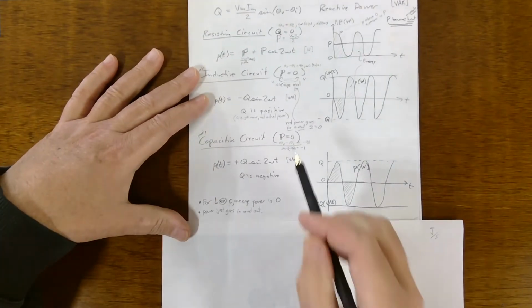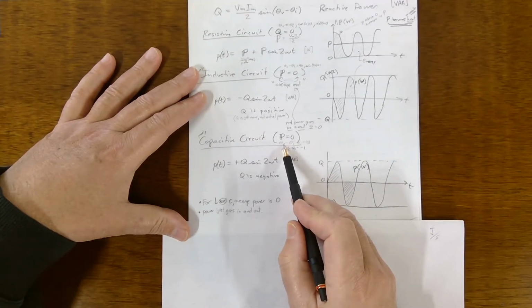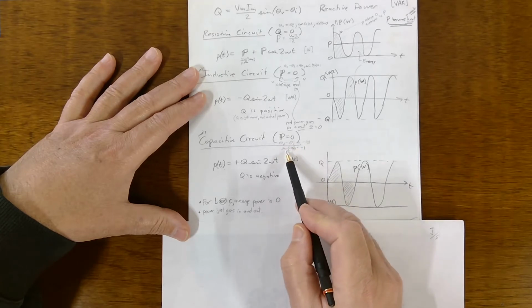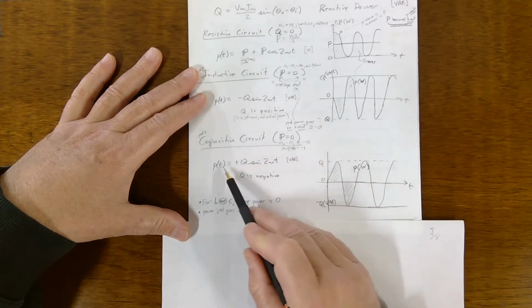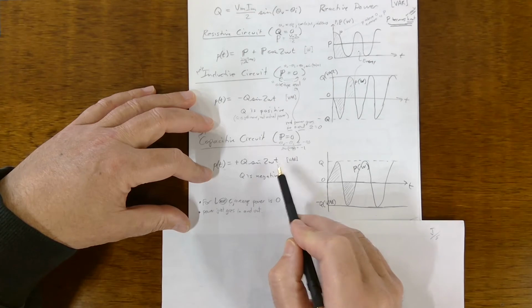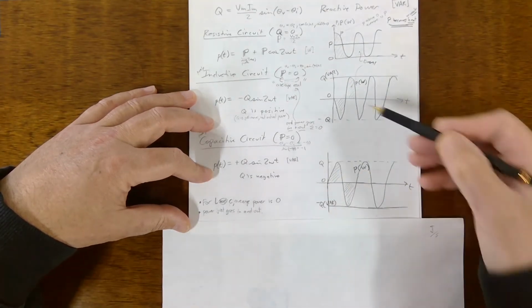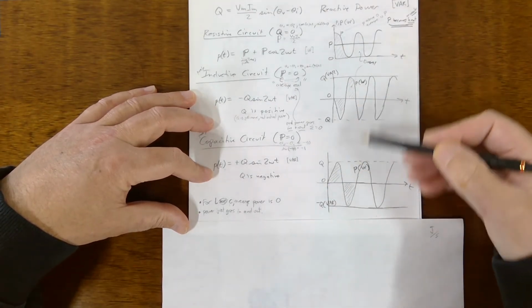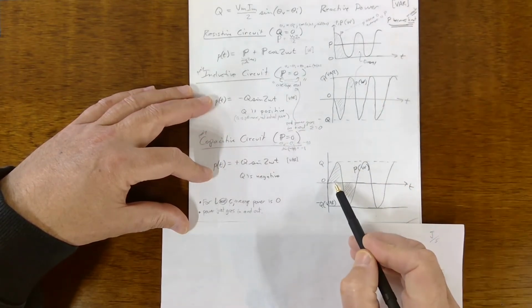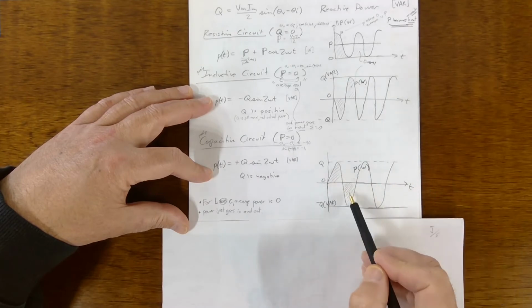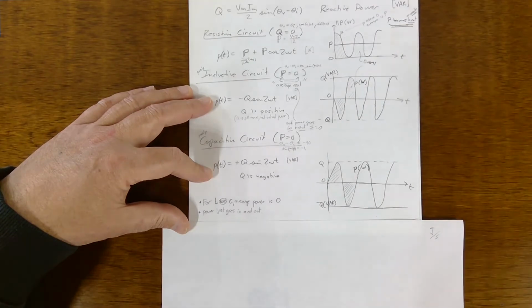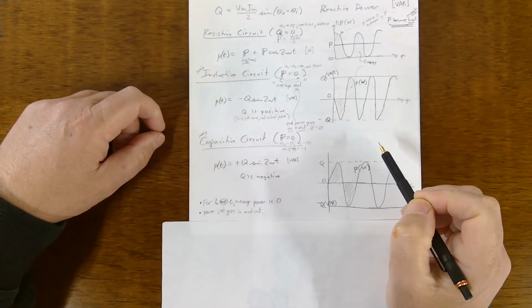Likewise, if it was a capacitive circuit, then theta V minus theta I would be minus 90. The sine of that would be minus 1, and this P of t becomes positive Q sine 2 omega t. It just flips this thing upside down. But the point is, for inductive and capacitive, you're still just sending and receiving. It's back and forth, back and forth, back and forth.